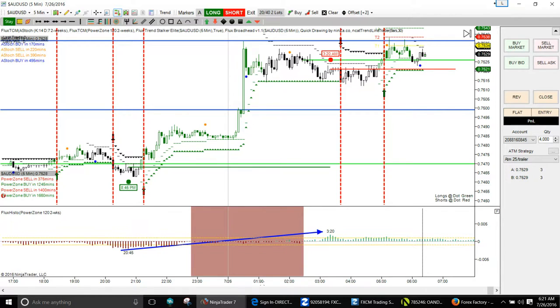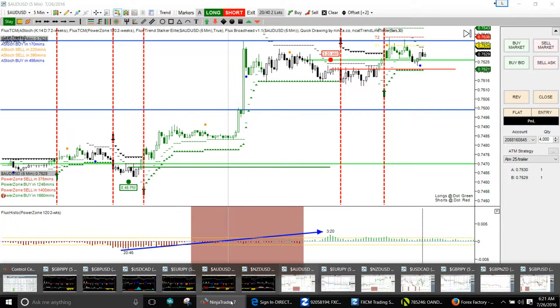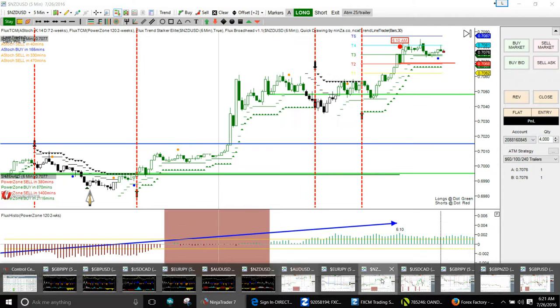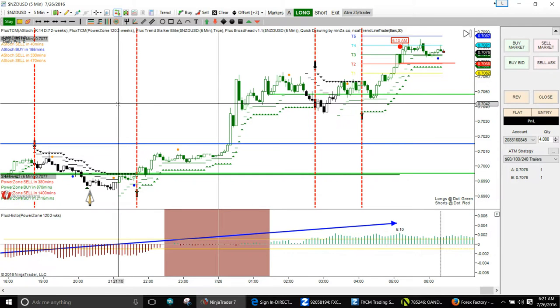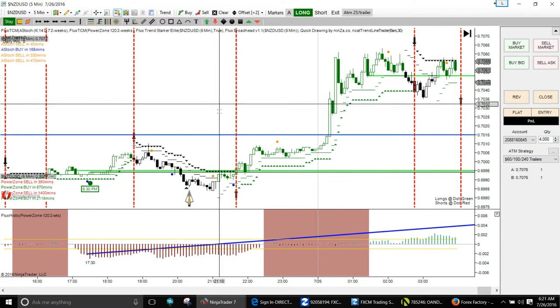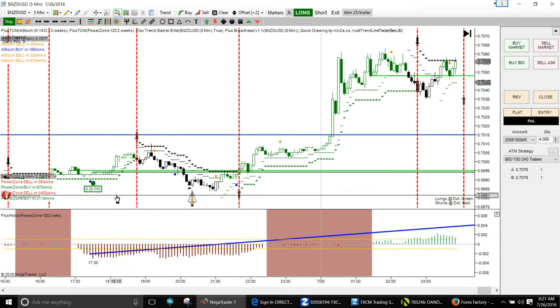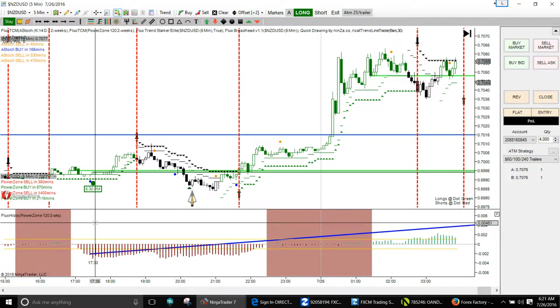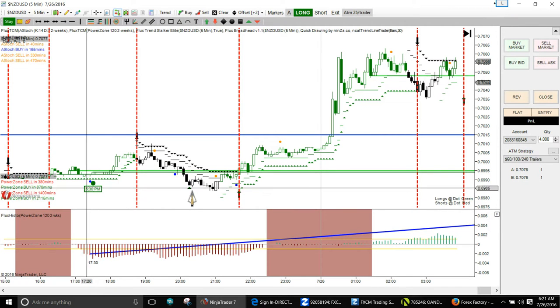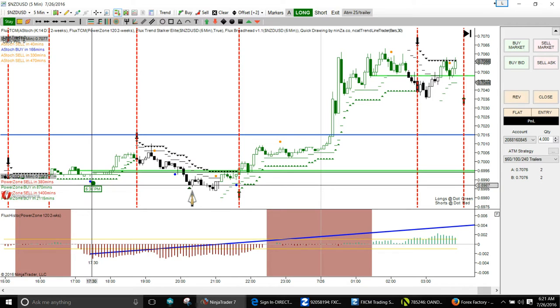Okay, now let's go over to the New Zealand US dollar right here. Again, this one I took way back here at 5:30, got a double dot buy, green dot and a blue dot.